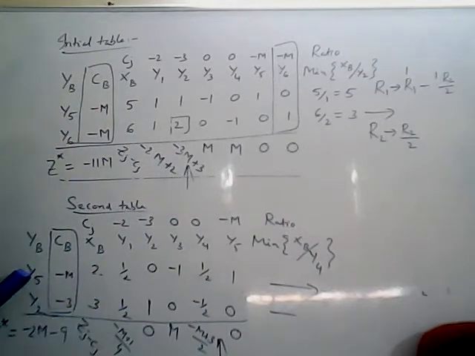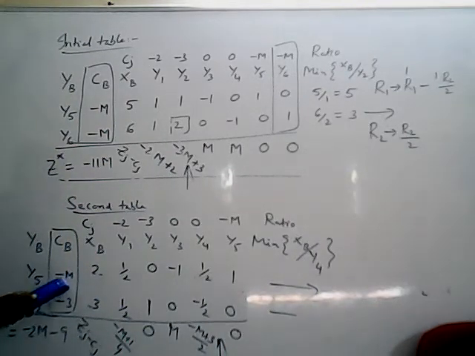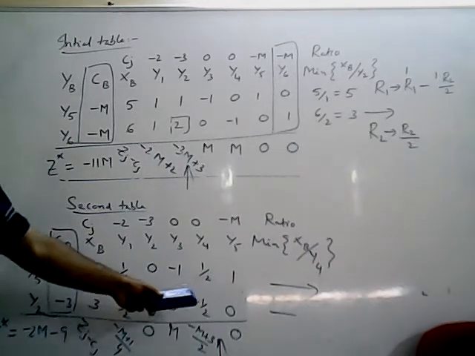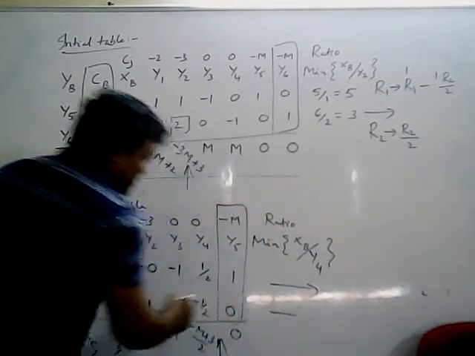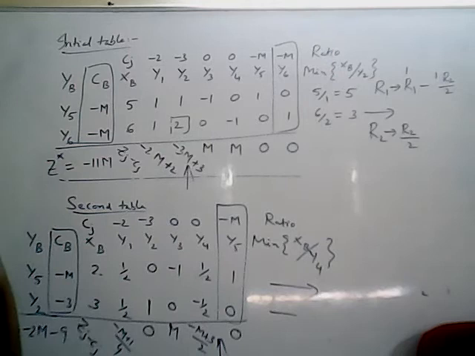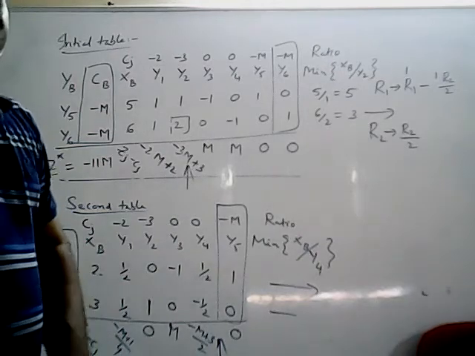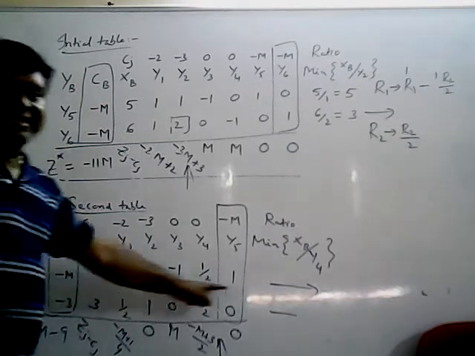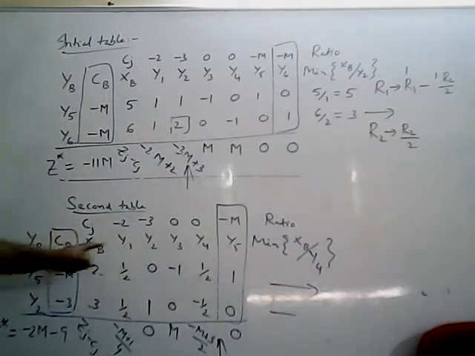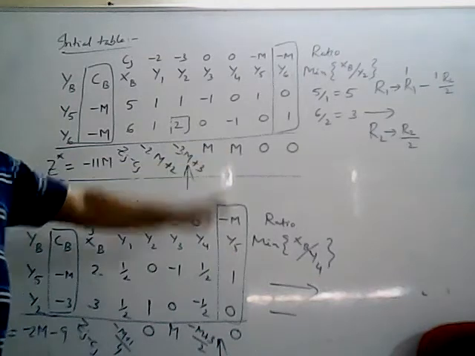So which variable deletes? Y5. Is Y5 an artificial variable or not? Minus M. Minus M means Y5 is an artificial variable. So the artificial variable is deleted from the basis. That means you should not represent this Y5 column in the next table, because it is an artificial variable deleted from the basis.